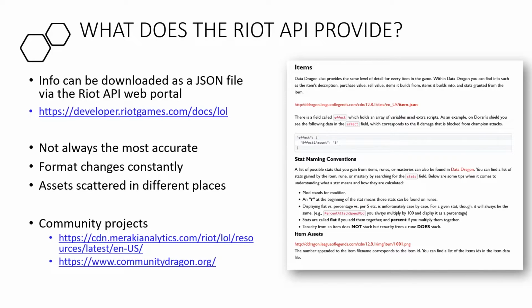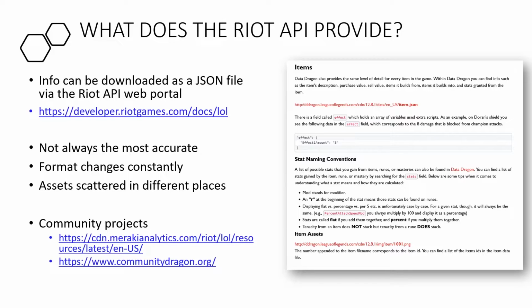This has been a problem since the debut of the Riot API, but not only is the documentation they provide inaccurate, the actual format of the data changes constantly. So you have to account for that in your code. This is part of why there's a push for community projects like Merkai Analytics and Community Dragon. And another annoyance with the Riot API is assets are in different places. So if you wanted to get an image of what an item looks like, that's not in the same place as where you would get the information about that item.